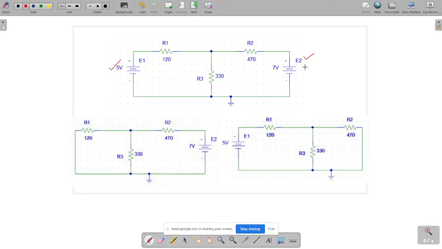Okay. So let us consider one particular branch for now, the branch containing R3. Now, if we consider the current that is flowing through R3 to be I, then we can say that this I is basically generated due to the mutual contribution of E1 having 5 volt and E2 having 7 volt. Did you all get what I'm trying to say? No, ma'am.